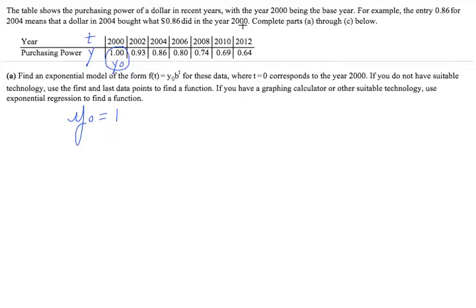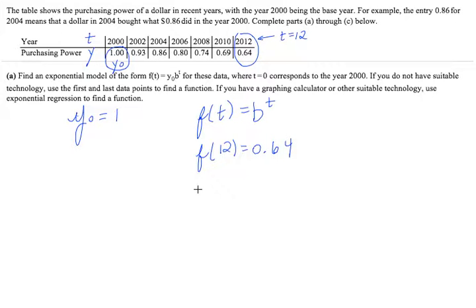So we're going to then use this data point. So far we know that f of t equals b to the t. And then if I plug in that point, let's see. T, we have to figure out what t is. Is t 2000? No, t is 0 right here. It says where t is 0 corresponds to the year 2000. So in this one, t is 12. So that means f of 12 equals 0.64. So plugging that in, we have 0.64 equals b to the 12.